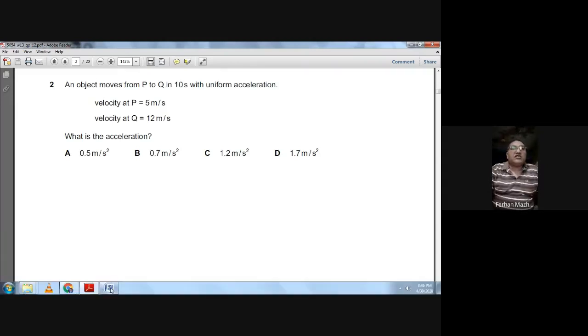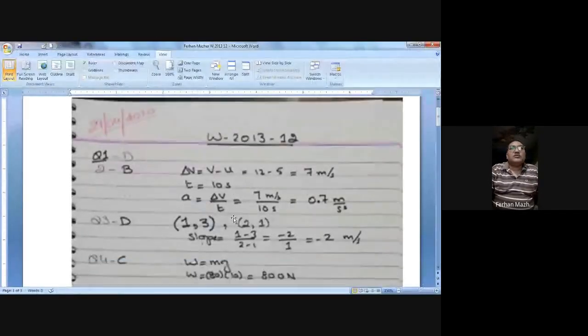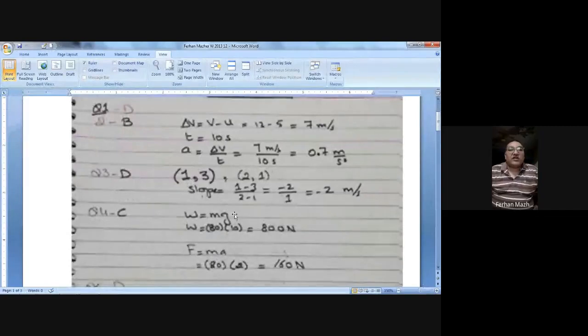I have also done this on paper. Let me show you. On your screen, question number 2, first of all we calculated the change in velocity, 12 minus 5, and the answer was 7 meters per second. Then we know the time taken is 10 seconds. The formula for acceleration is change in velocity divided by time, so 7 meters per second divided by 10 seconds, the answer is 0.7 meters per second squared. I hope that this is clear to you.